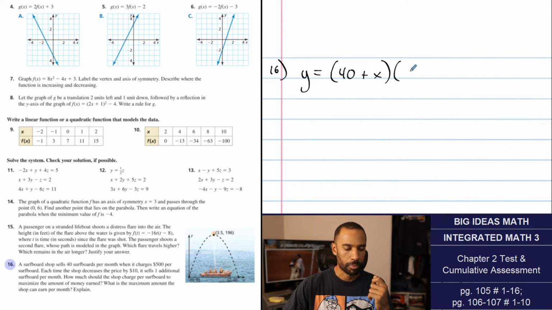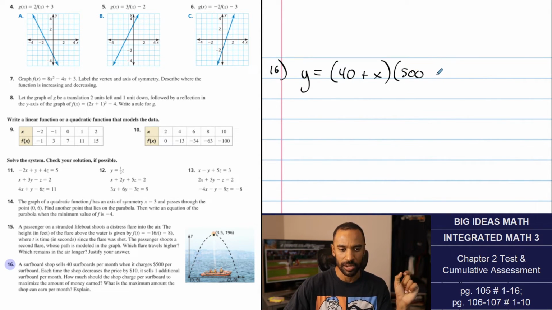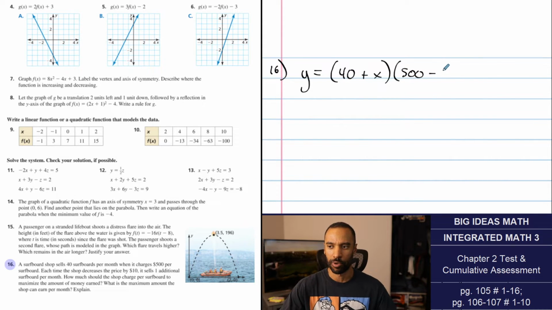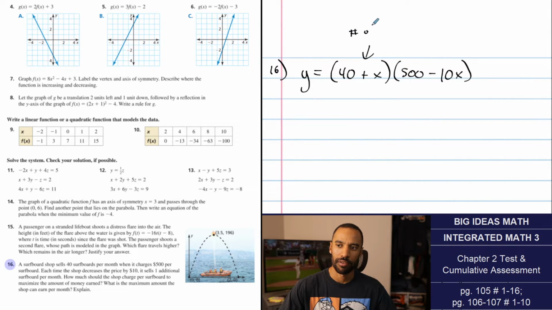When you multiply by the price, you start with $500 when you sell 40 of them, but you decrease the price by $10 every time you sell an additional surfboard, or the other way around. Every time you decrease $10, another surfboard is sold. So let's do the 10 times the number of surfboards like that. That way, when you sell 3 surfboards, you're taking $30 away, or vice versa. So this is number of surfboards.